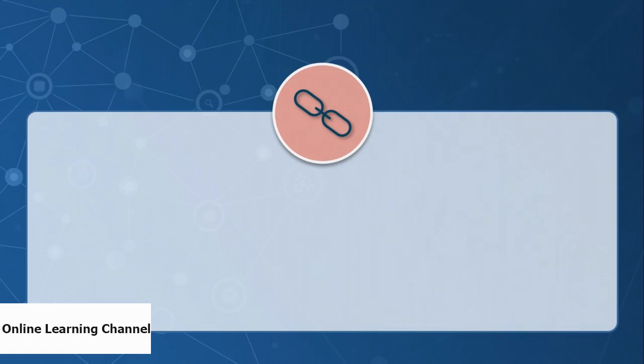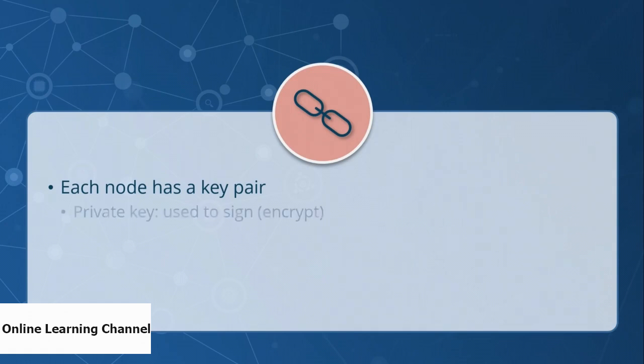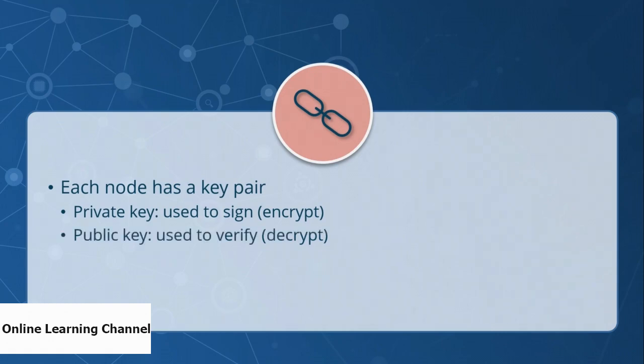So the nodes which participate in the Ethereum network not only run the Ethereum virtual machine, but they are also associated with at least one pair of keys. One of these is a private key, and this is used to sign, that is, to encrypt transactions which originate in the node. For every private key, there is a corresponding public key, and these will be used to verify the sender's identity and also to decrypt the transactions.